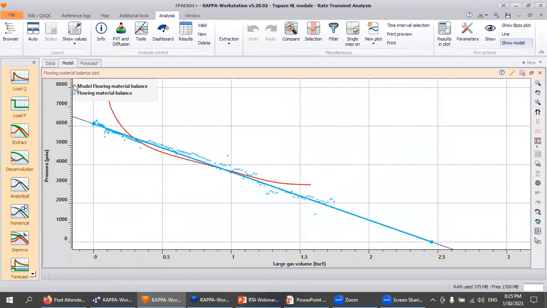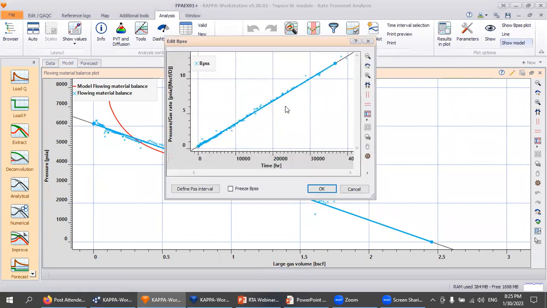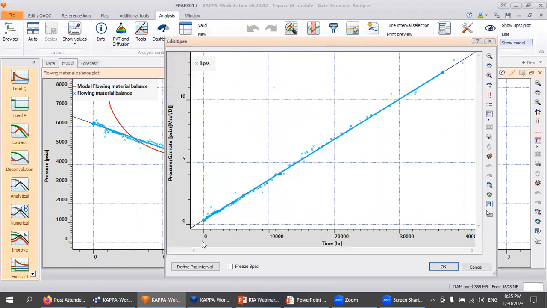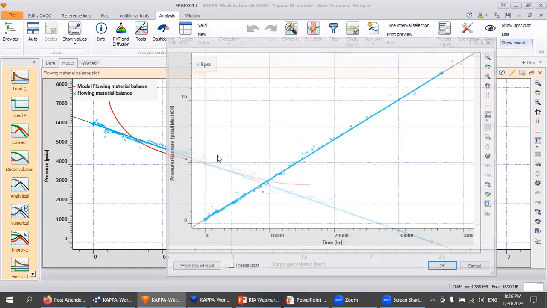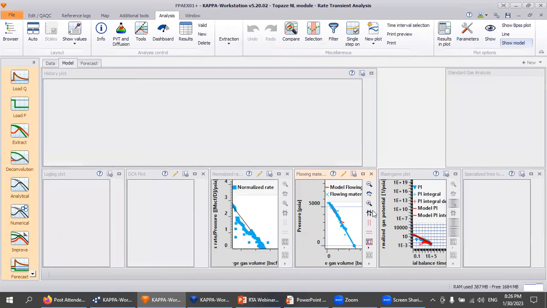Additionally, we have this plot, which is the flowing material balance plot. Also, we can use this plot to predict the gas initially in place. By the definition of pseudo-steady state constant, using this plot of q B over dq against time, we can predict the value of the pseudo-steady state constant b_pss, to be used for calculations of the average reservoir pressure.